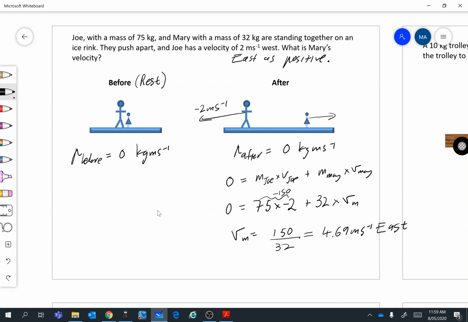Okay guys, so go and seek out some explosion type questions. I've put a few in the description for the video anyway, and see if you can master these.